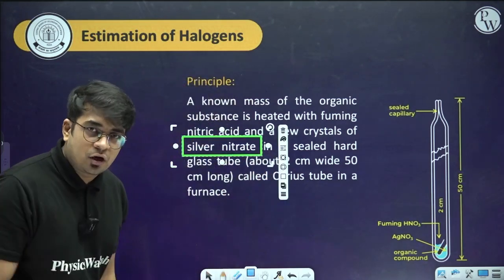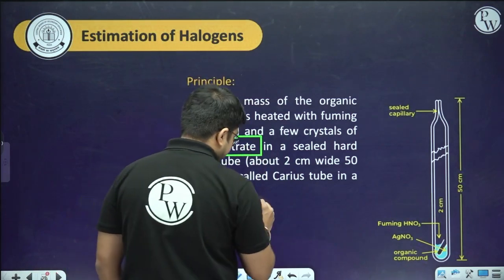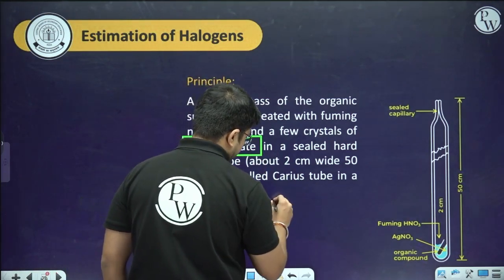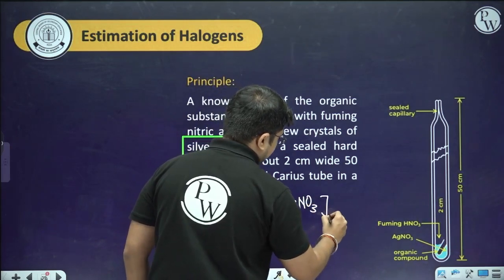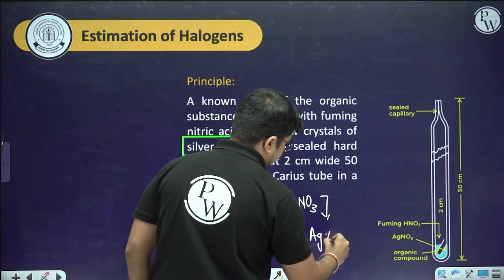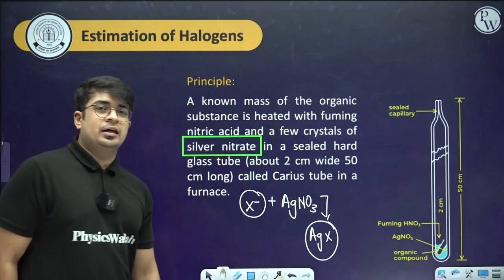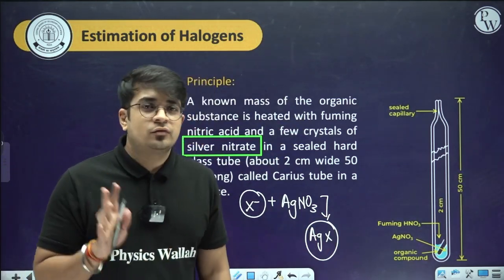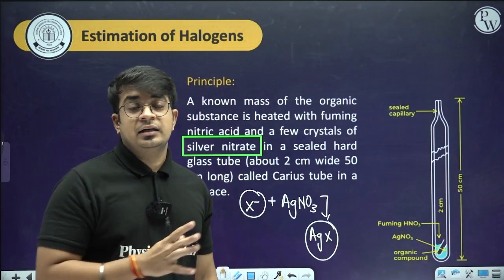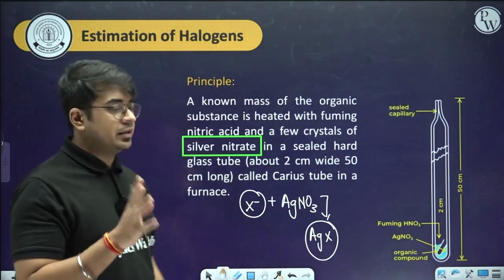And the reactions you already know. If we have X negative, eventually it's going to react with AgNO3, and definitely it's going to form AgX. Now we can calculate the amount of X with the help of the AgX being formed. And the rest of the part is just like Liebig's method, which is the calculation of carbon and hydrogen.